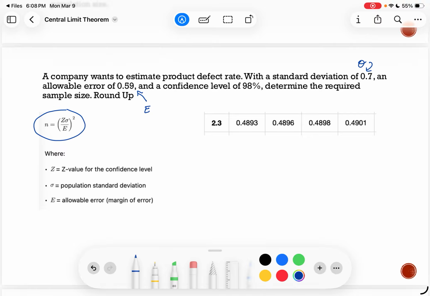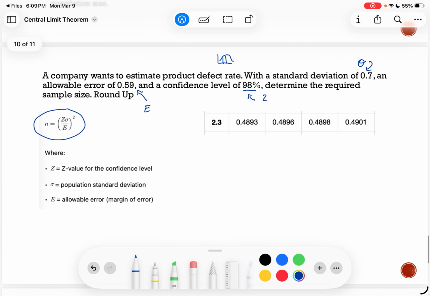And a confidence interval of 98%. So we need to get the z-score from that confidence interval. And remember the area under the curve. So we want a 98% confidence interval, so we need to get the z-score.